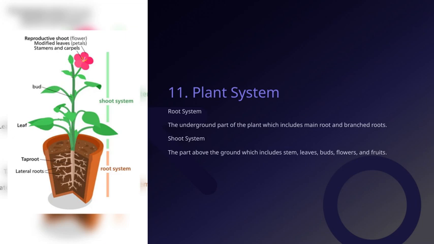Moving above ground, we have the shoot system. This part includes everything you see above the ground, like the stem, leaves, buds, flowers, and fruits. The shoot system is responsible for supporting the plant, transporting nutrients and water, and enabling the plant to carry out photosynthesis and reproduction. Both systems work together seamlessly to ensure the plant's growth, health, and reproduction.